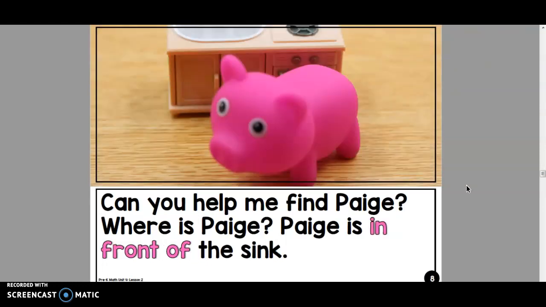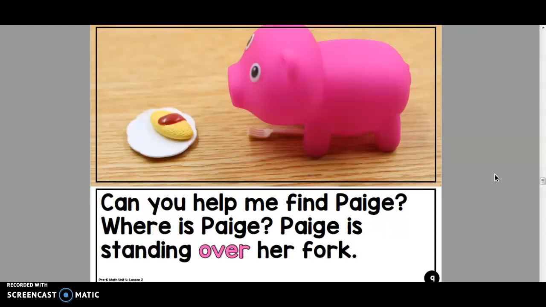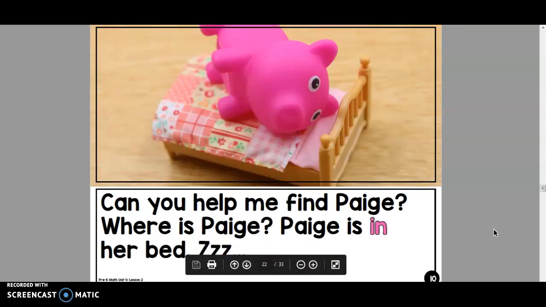Can you help me find Paige? Where is Paige? Paige is in front of the sink. So here's the sink. She's right here. She's in front of it. Can you help me find Paige? Where is Paige? Paige is standing over her fork. See her fork? And she's standing over it. Can you help me find Paige? Where is Paige? Paige is in her bed. She went to sleep. Okay?